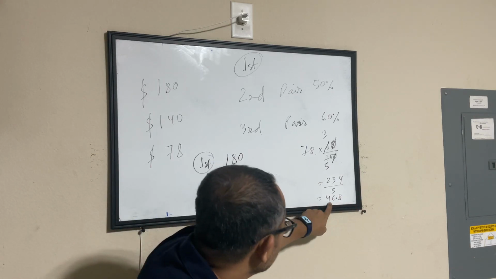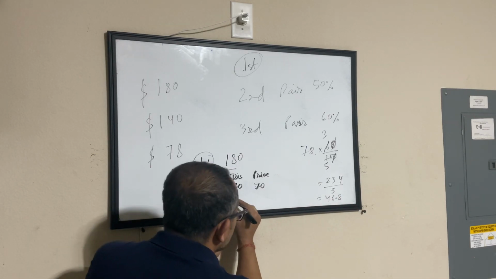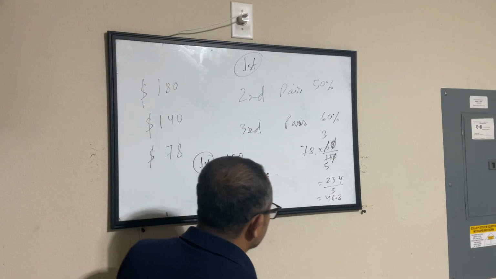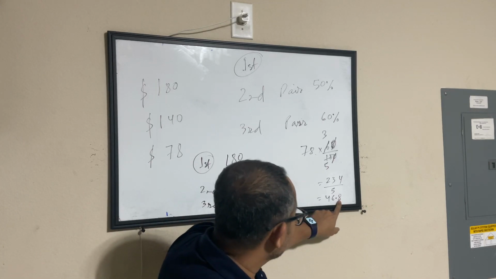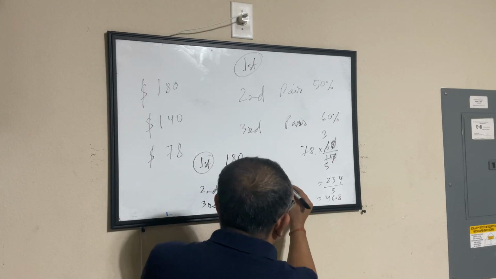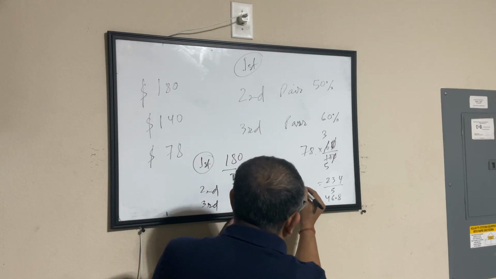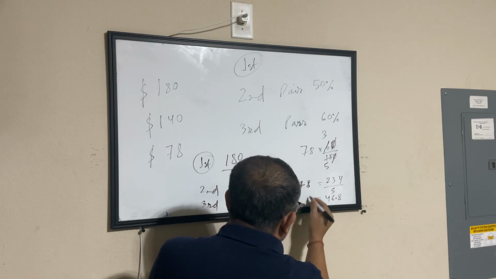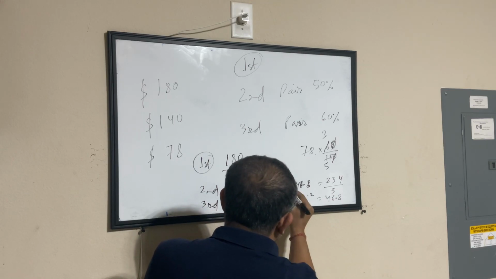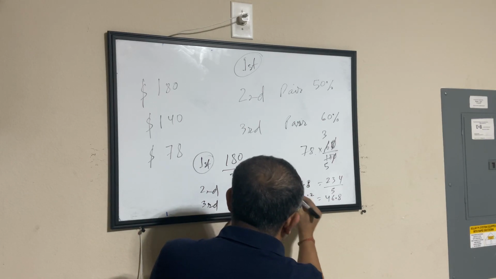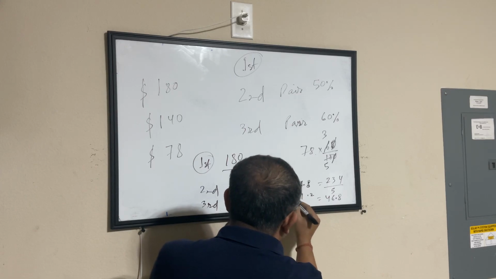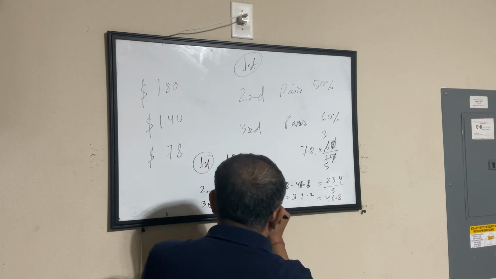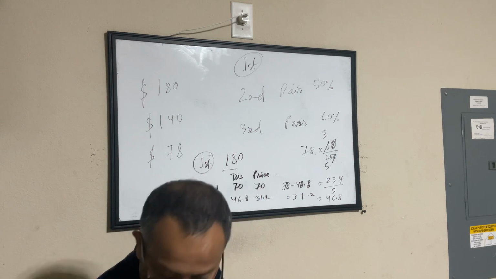So my discount is this much. My discount is 46.8. What is the price I have to pay? So 78 minus 46.8. This becomes 0.2, 7 minus 6, 1, and then 7 minus 4, 3. So 31.2.